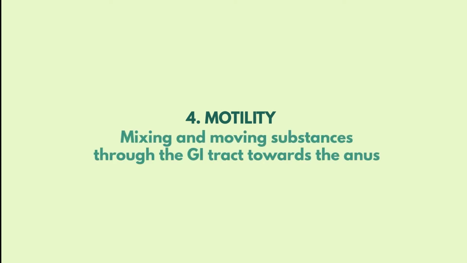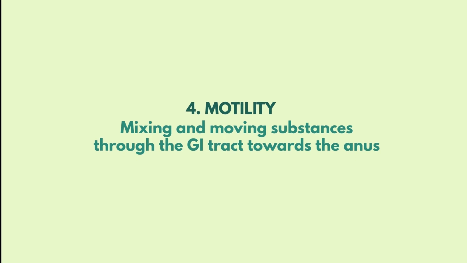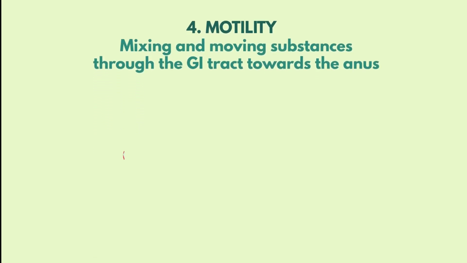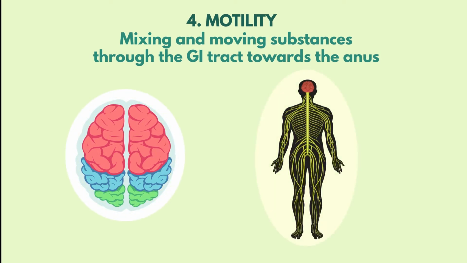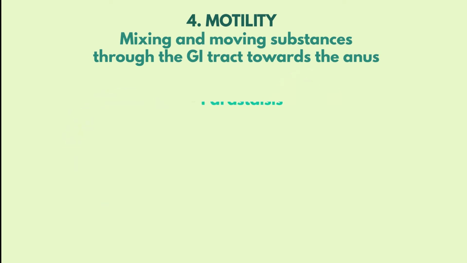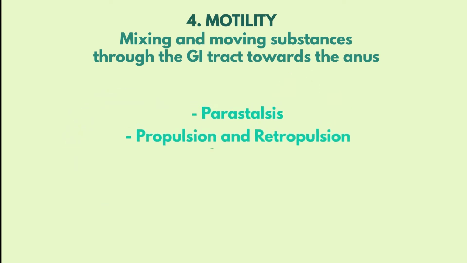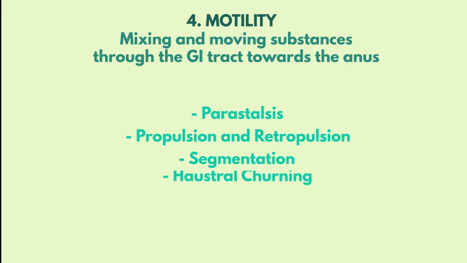The fourth process is motility, which also starts in the mouth and involves mixing and moving food and secretions through the GI tract towards the anus. These movements can be voluntary, controlled by the cerebrum, or involuntary, controlled by the autonomic nervous system. Some movements include peristalsis, propulsion and retropulsion, segmentation, and haustral churning.